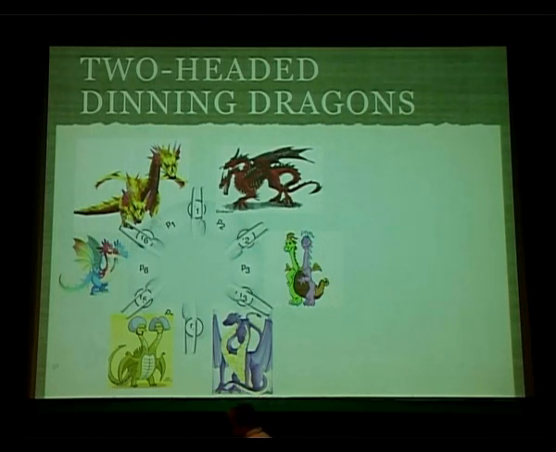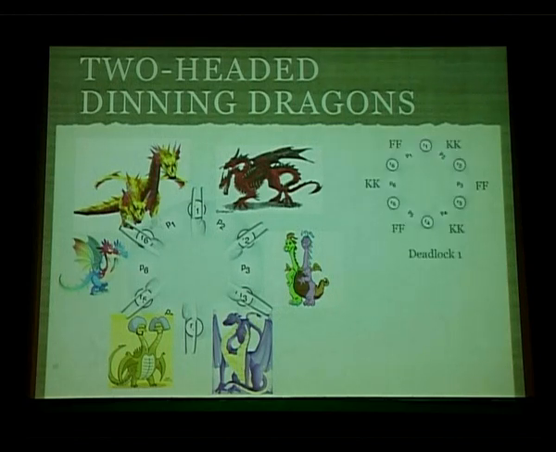If this is the case, then it's easy to see that the system here has, again, two deadlocks. One possible deadlock is when each odd-numbered dragon has two forks and the others have two knives, and the other deadlock is when it's the other way around.